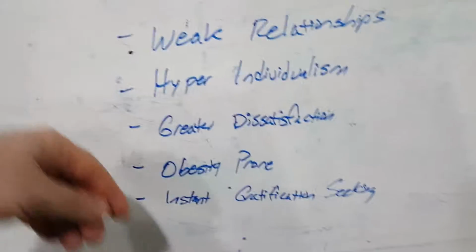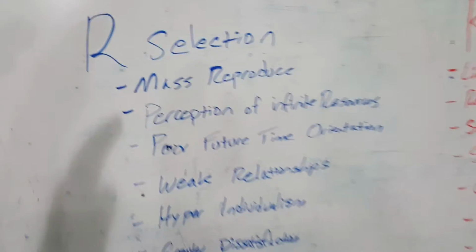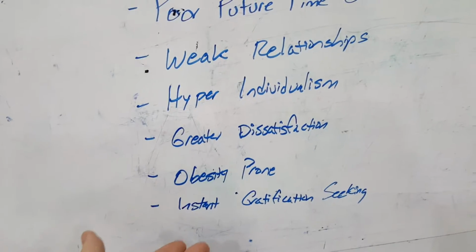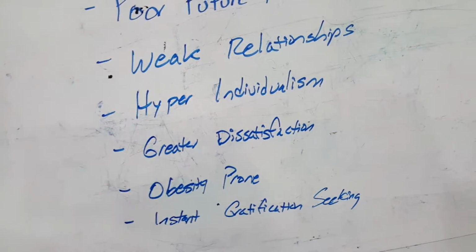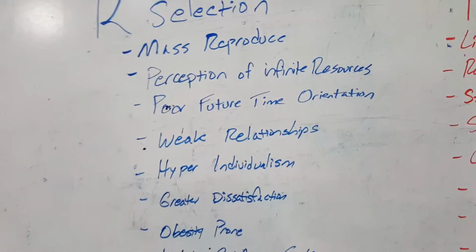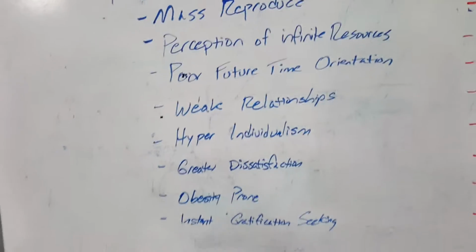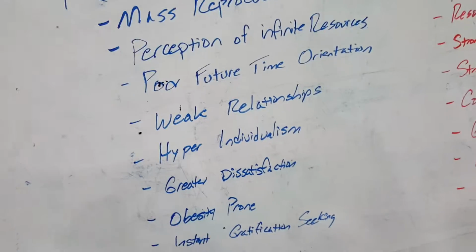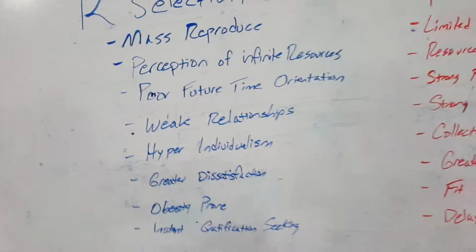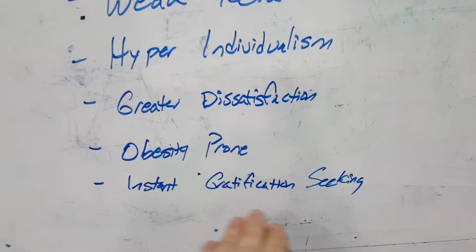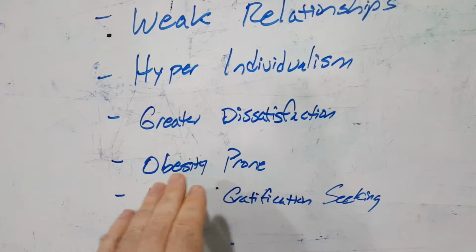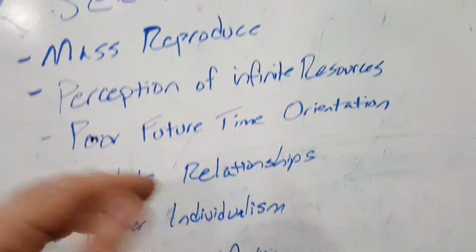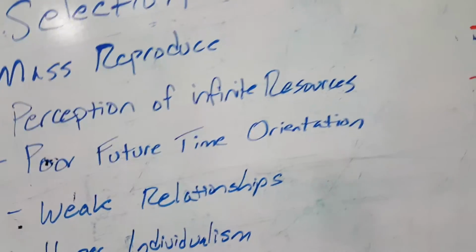Instant gratification seeking is the last of the R selection traits, and we see here that they will always look to have the instant gratification now, want to have that liaison with that female bunny now, and then have another one tomorrow with another one, and then have that little blade of grass and the next little blade of grass, and therefore it's only instant gratification. Leads to more obesity prone, leads to greater dissatisfaction, again, weak relationships, allows you to have poor future time orientation.